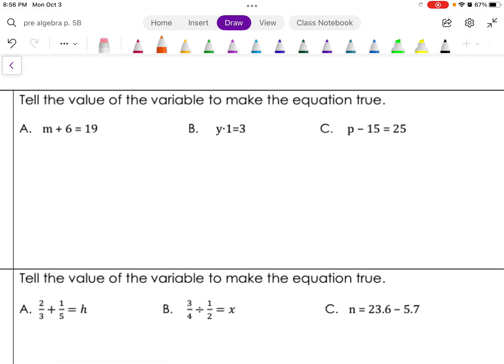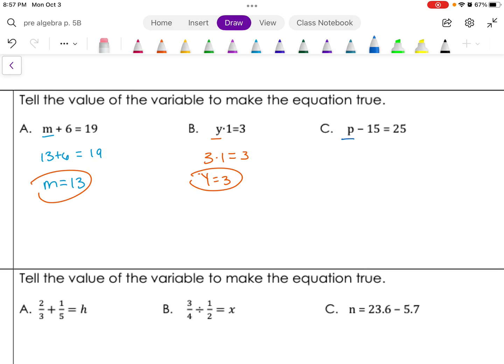Example 7, tell the values of the variable that make the equation true. Again, we're just trying to figure out the unknown. So m plus 6 equals 19. What plus 6 would be 19? Well, 13 plus 6 would be 19, which means that m is 13. Be a good idea to pause and try the next two. B, y times 1 equals 3. Well, what times 1 is 3? 3 times 1 is 3, which means y is equal to 3. It's our solution.